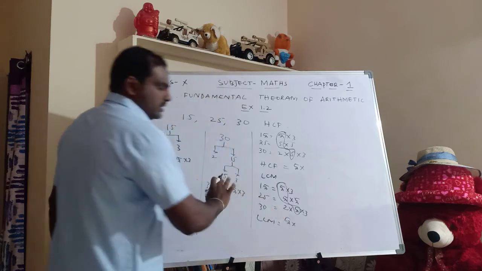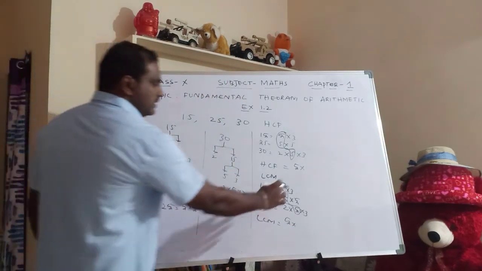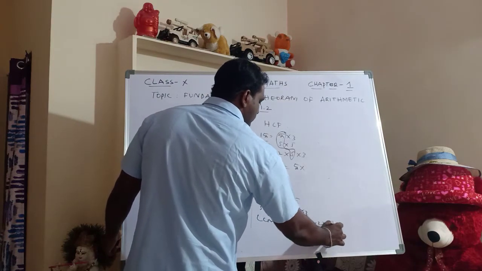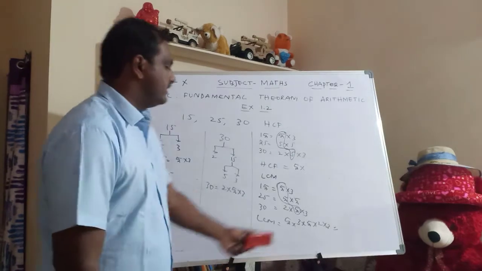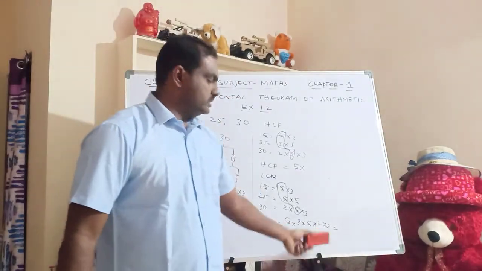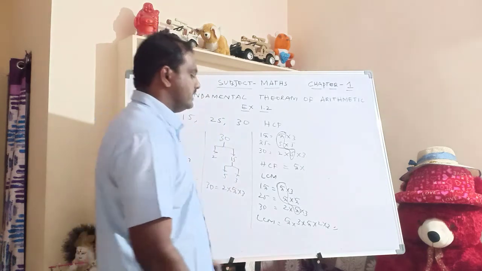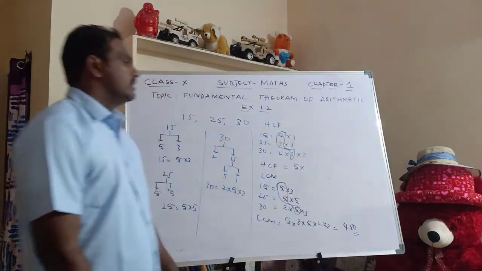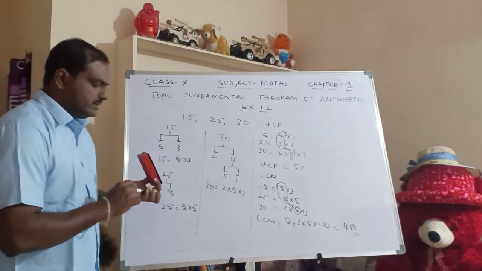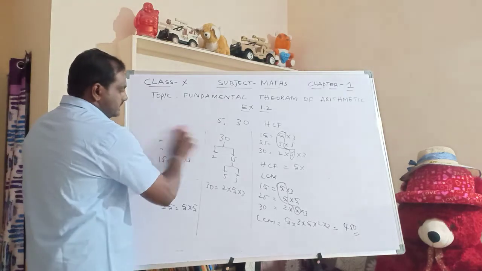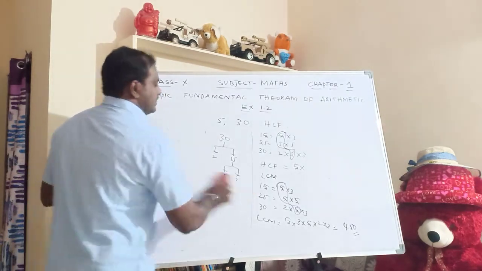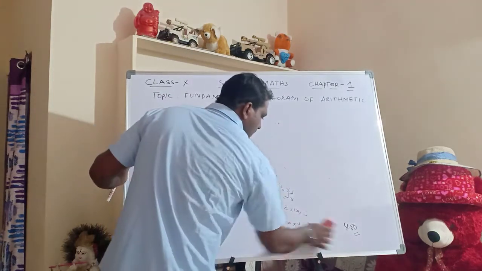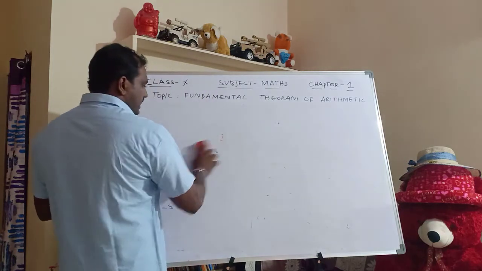Then next, what did I tell? Write all the remaining terms. So 3, 5, 2 and 3. 5 3s are 15, 15 5s are 75, 75 2s are 150, 150 3s are 450. So that is the answer. Got it? So this is the easy method for finding LCM and HCF using the prime factorization method. Yesterday's method was a somewhat high standard method, and this one is a basic standard method that you learned in the previous classes.